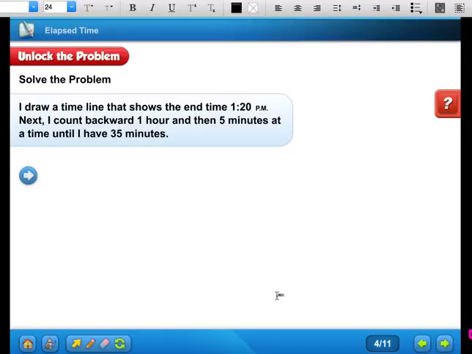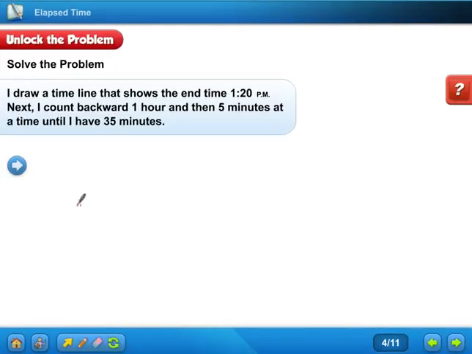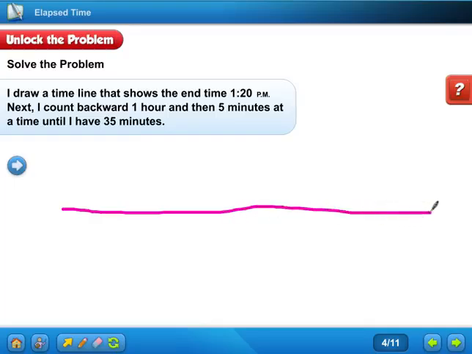I can draw a line that shows the end time is 1:20. Next, I can count backwards 1 hour, then 5 minutes at the next time until I have 35 minutes. So on your own, I'm not going to show you the line they drew. I'm going to draw a line for you. I'm going to show you what they want you to do.